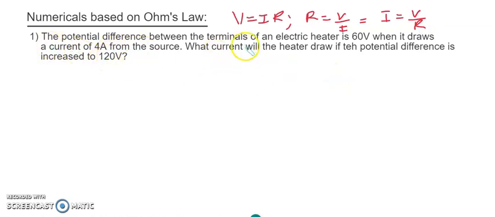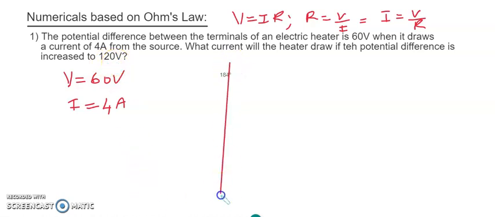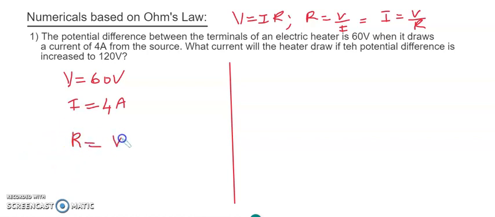The potential difference between the terminals of an electric heater is 60 volts. So V is given as 60 volt, and the current which is drawn is 4 ampere. Now, when the voltage of the heater is changed to 120 volt, what is the current flowing? So there is a second voltage, that is the second part of the question. In the first part, we have to find the resistance. The resistance is V by I, which is 60 by 4. So R is 15 ohm.